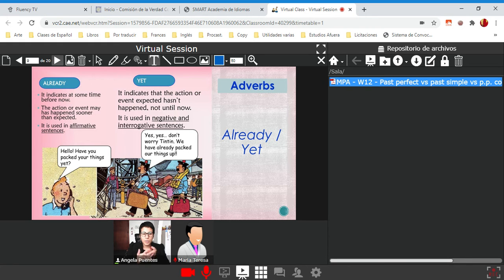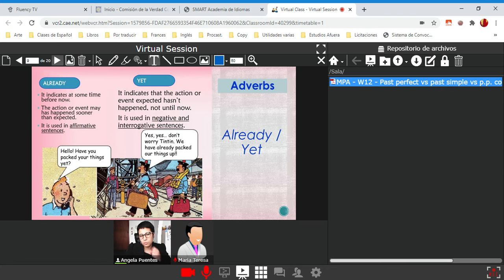So when already, we finish the action. Okay, it's opposite to yet. So we have already packed our things. Okay, we have finished that. So it's a situation that finished before you expect it. So it's already.